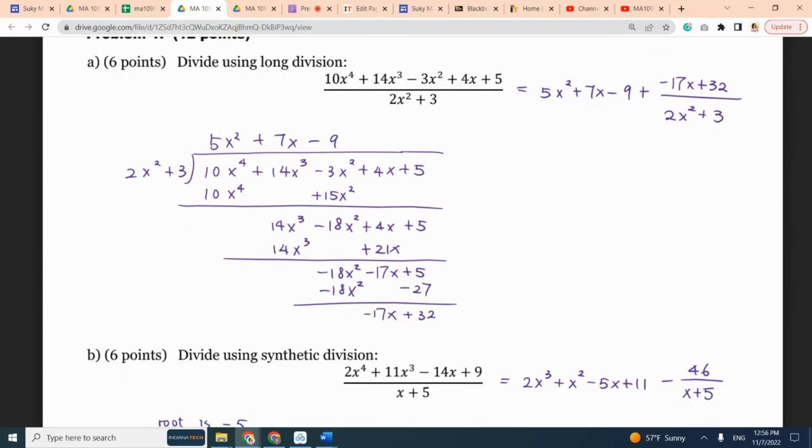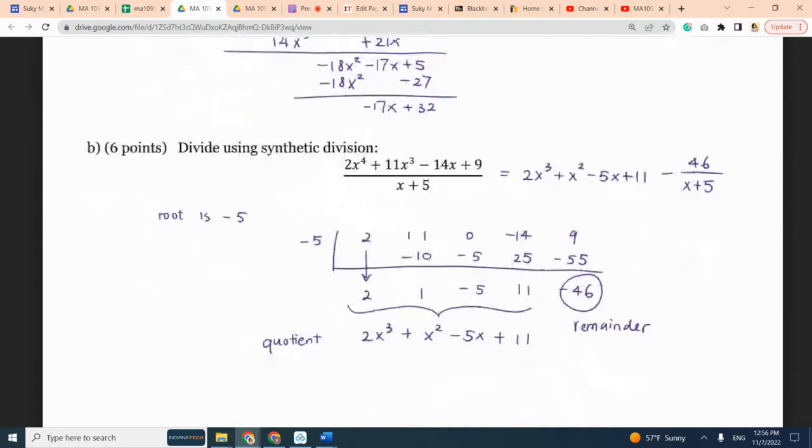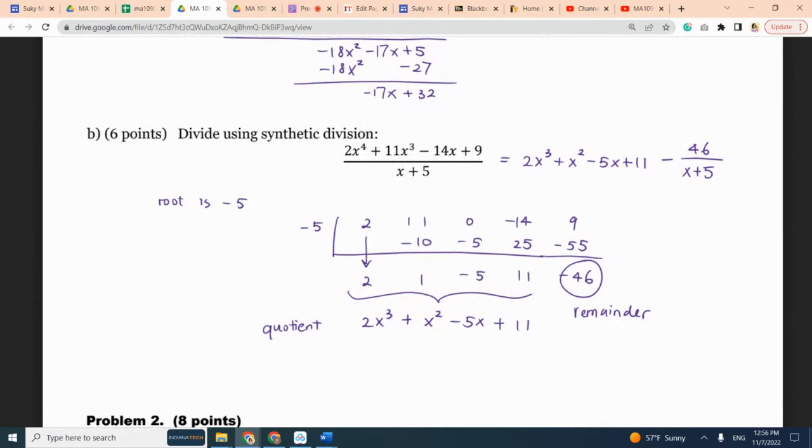Okay. Part B, synthetic division. Synthetic division only works if your divisor is in the form of x plus a number or x minus a number. That's why in part A, you have to use long division, because that is x squared. Okay? So part B, synthetic division. This is x plus 5. So the root is negative 5, not 5. So this is negative 5.